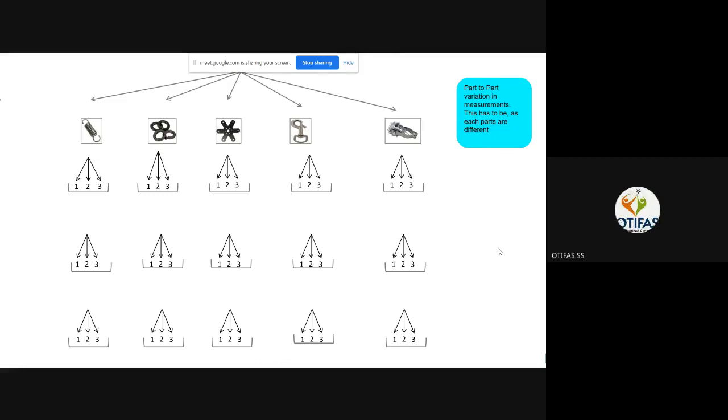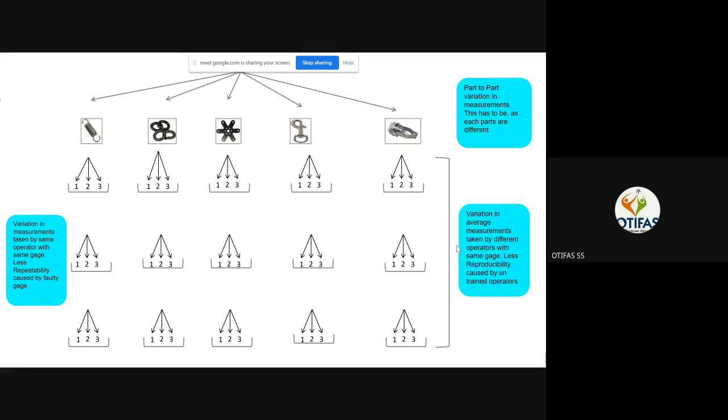Why? Because we are taking different parts. You are going to take parts totally different from each other as far as possible, so that there are no near measurements. So part to part variation is the first thing, and that has to be there. The second variation is between the same measurements taken by the same operator. This is repeatability. And the third one is the variation between the operators, the mean measurement between the operators.